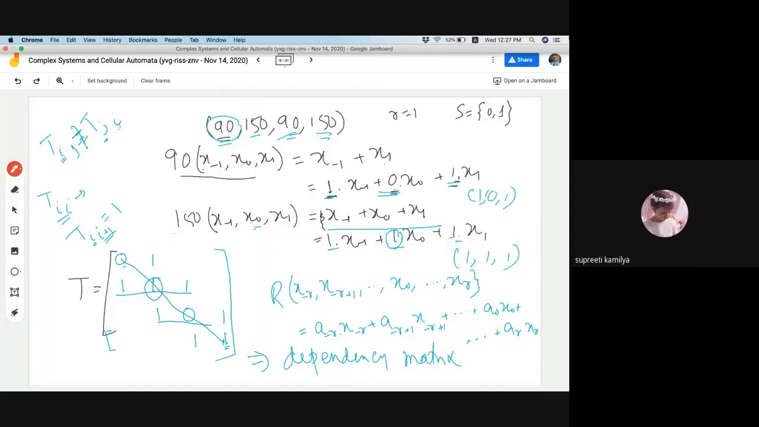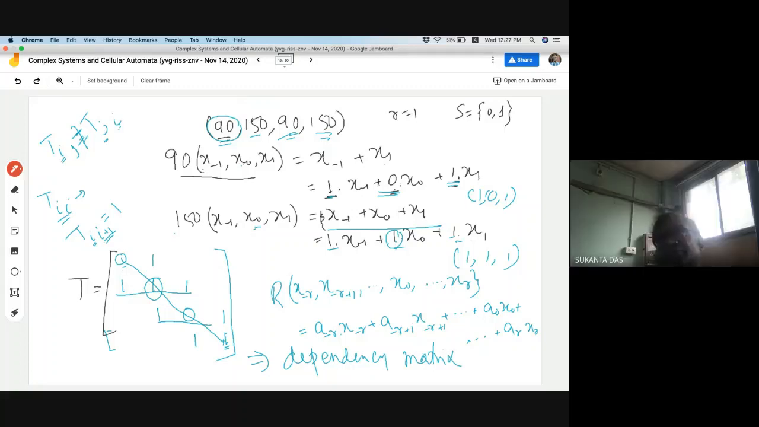So by non-linear rules, can we also get such a matrix? No. This is only for linear CA. This is because we get such a dependency on the right vector. It's only for linear CA.